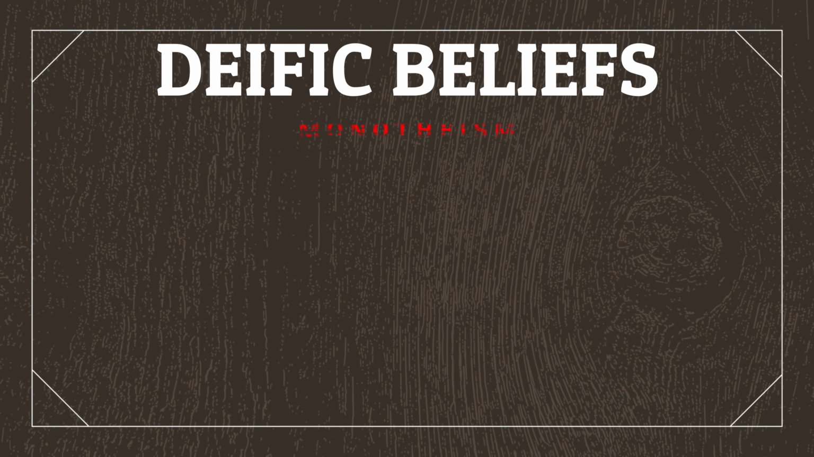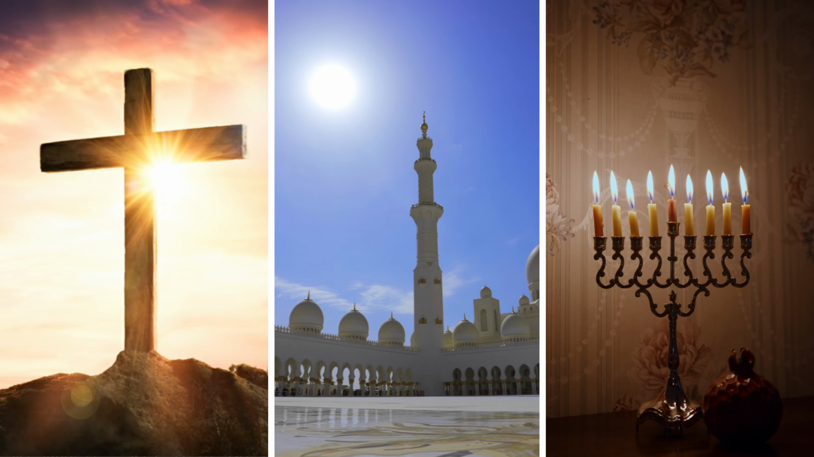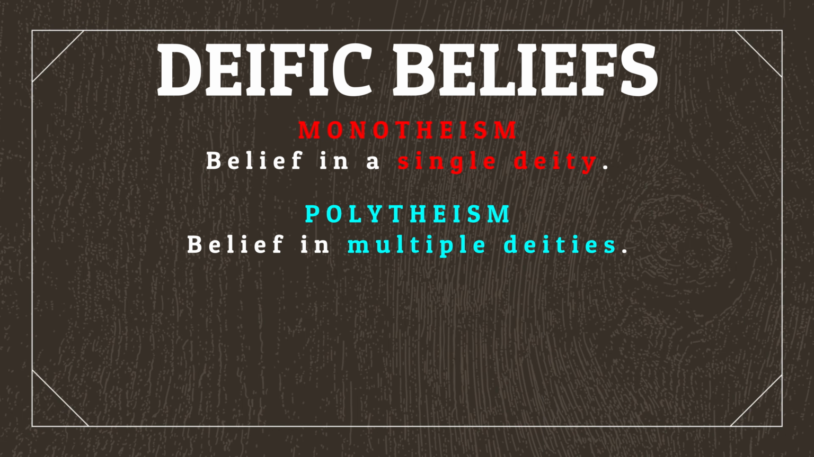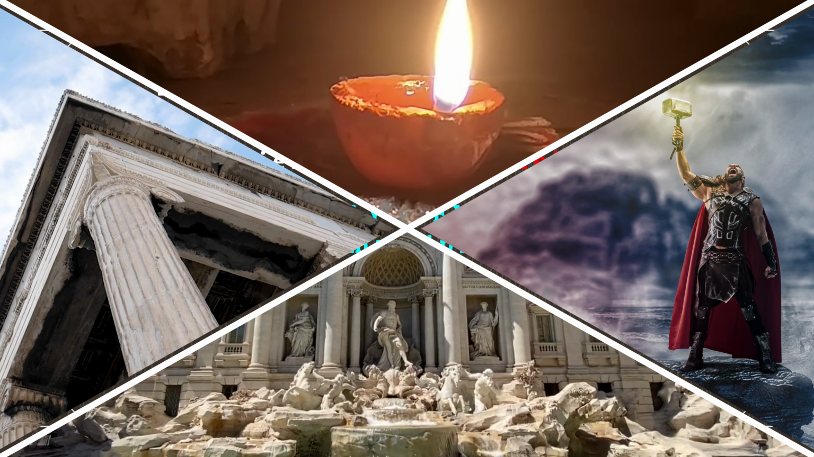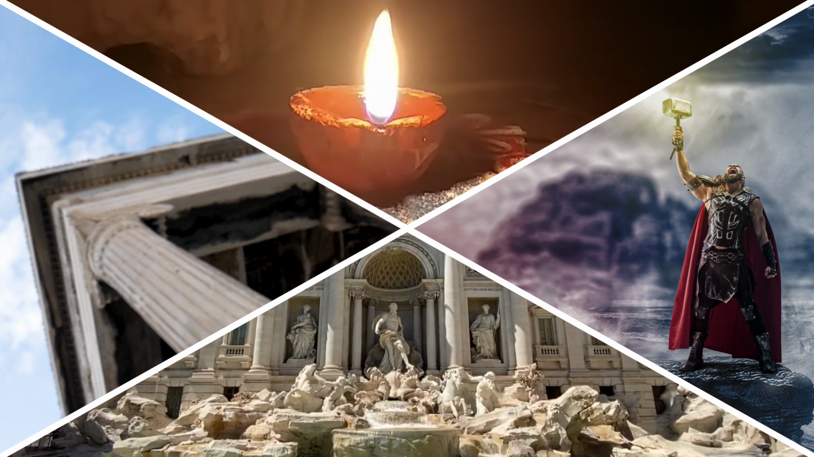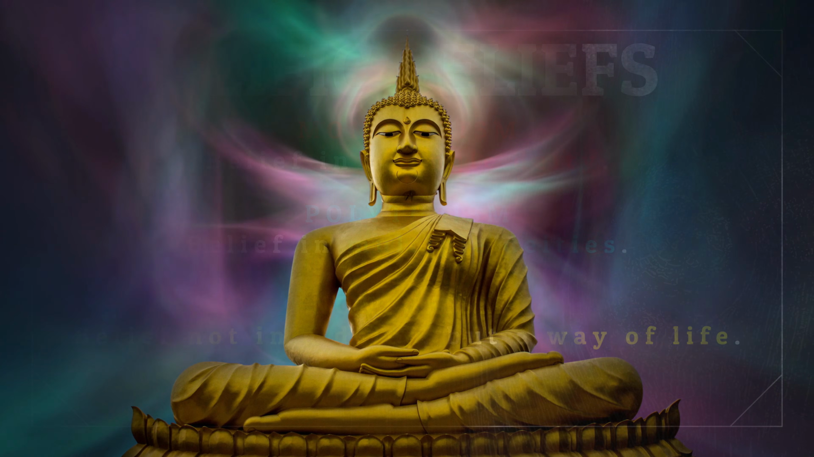Religions can be monotheistic, meaning that they believe in the existence of a single deity, such as Christianity, Islam, and Judaism. Polytheistic, believing in the existence of multiple deities, such as Hinduism and the pantheons of Rome, Greece, or Old Norse. Or nontheistic, believing in no deities but rather following a way of life, such as Buddhism.